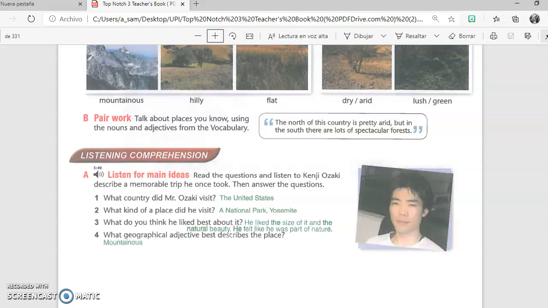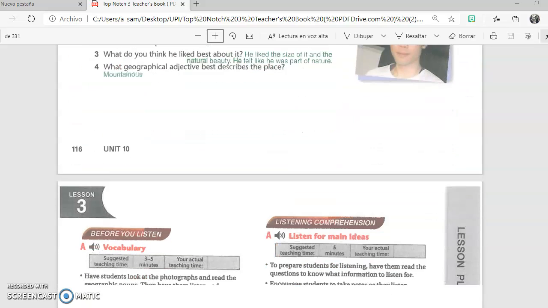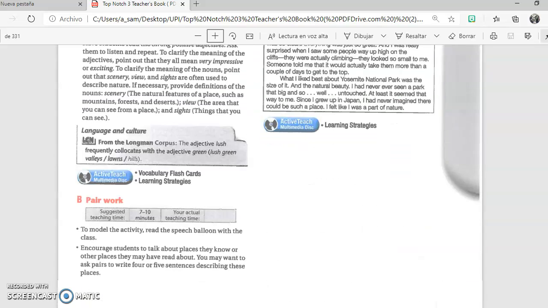Then answer the questions. What country did Mr. Osaki visit? The United States. What kind of place did he visit? A national park, Yosemite. What do you think he liked best about it? He liked the size of it and the natural beauty. He felt like it was part of nature. What geographical adjective best describes the place? Mountainous. So there you have the examples. There you have the answers.